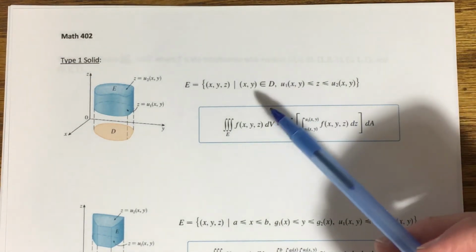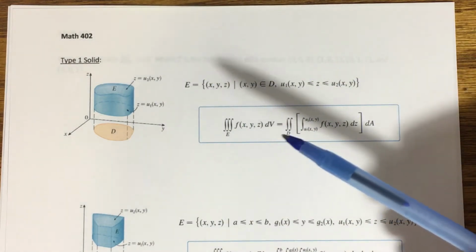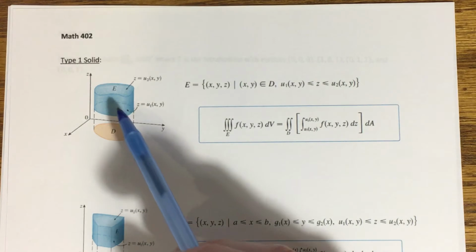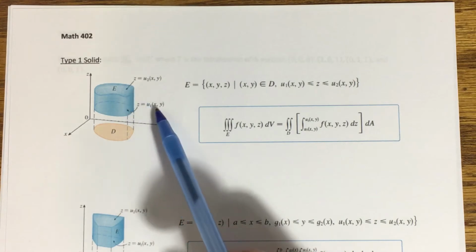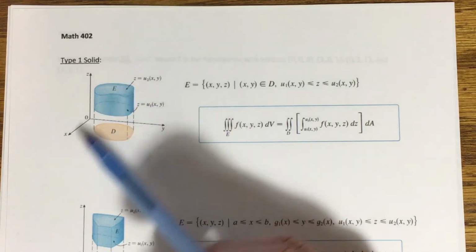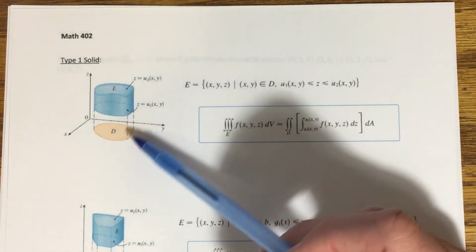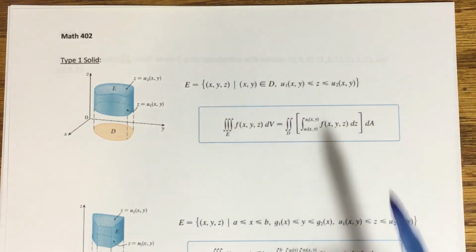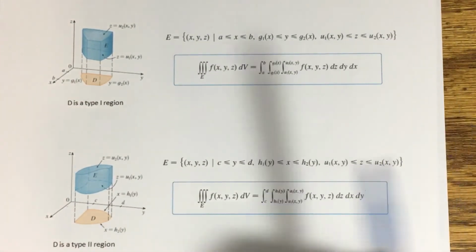So because these plane regions D also fall under a couple of different categories, that gives us two little subcases of type 1 solids that we could consider. So again, a type 1 solid is a solid where we have a surface on top and a surface on bottom, both given by functions of x and y. And then the projection into the xy plane gives us this plane region D. Now that plane region D can be a lot of different types of regions, but the two that we consider are the type 1 and type 2 plane regions, which we've already talked about with double integrals. So that leads to these two possibilities.